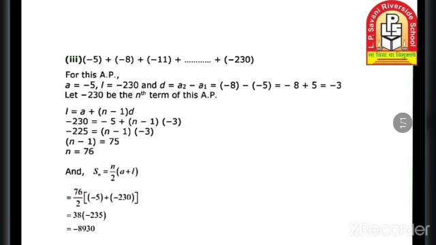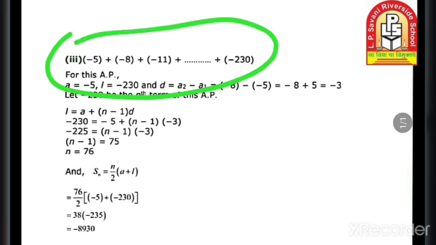Then 38 multiplied with minus 235, that is minus 8913. In this way we can find the sum of any arithmetic progression which is given in this form.